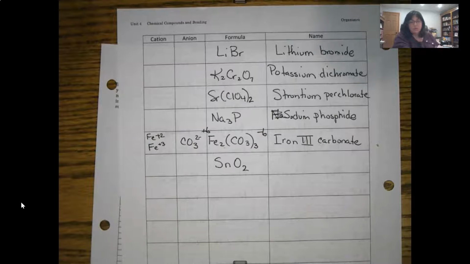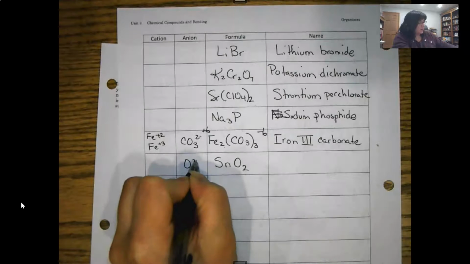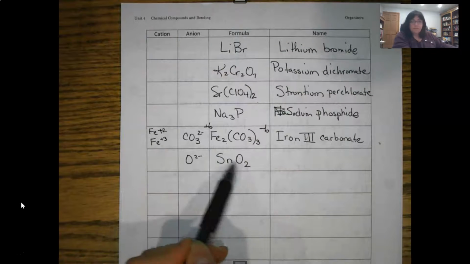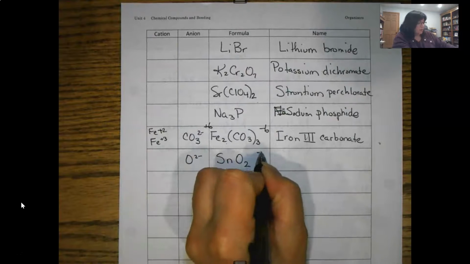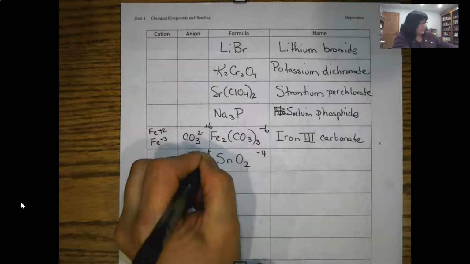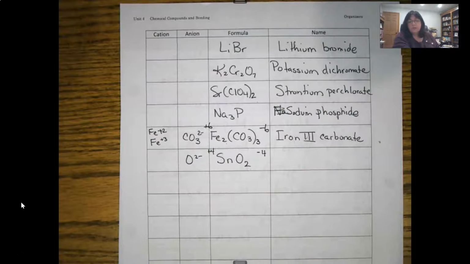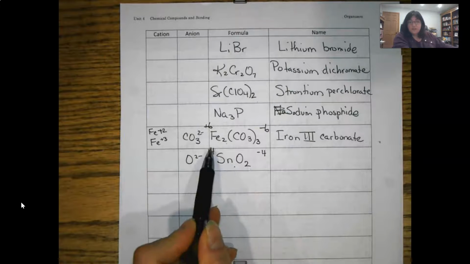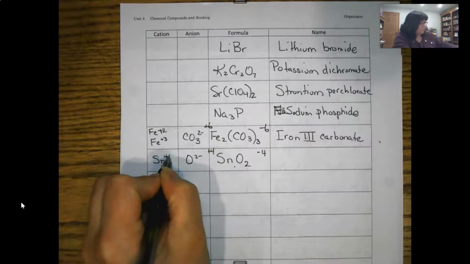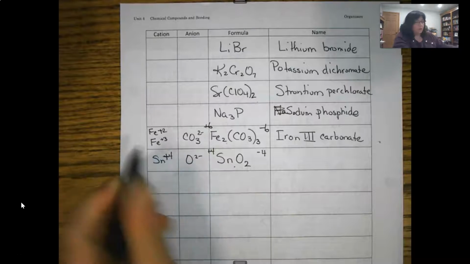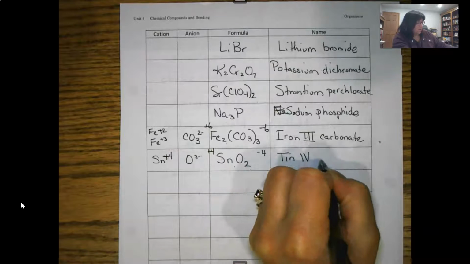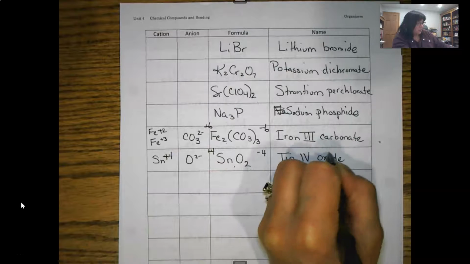All right, let's do another one. SnO2. So you know this is oxide, O2-. Okay, you know you have 2 of them. So I must have a total negative charge of 4. Which means I better have a total positive charge of 4 as well. Since I only have one tin, what's the charge on the tin? It's got to be 4 plus. Plus 4. So what's the name of it? Tin 4 oxide.